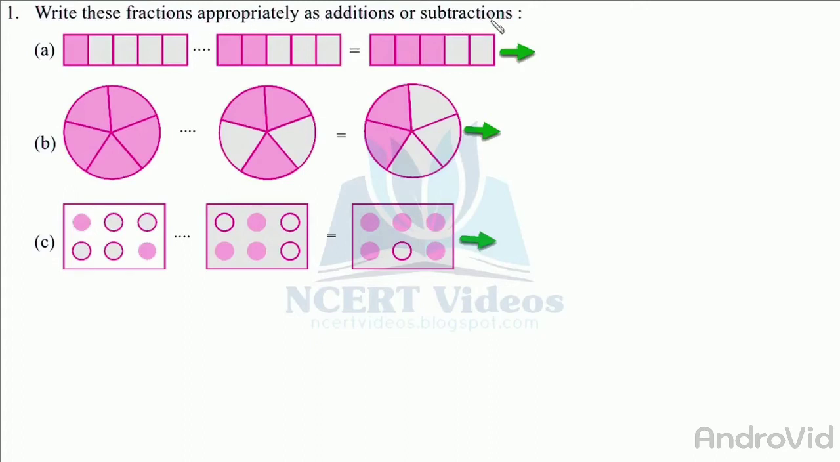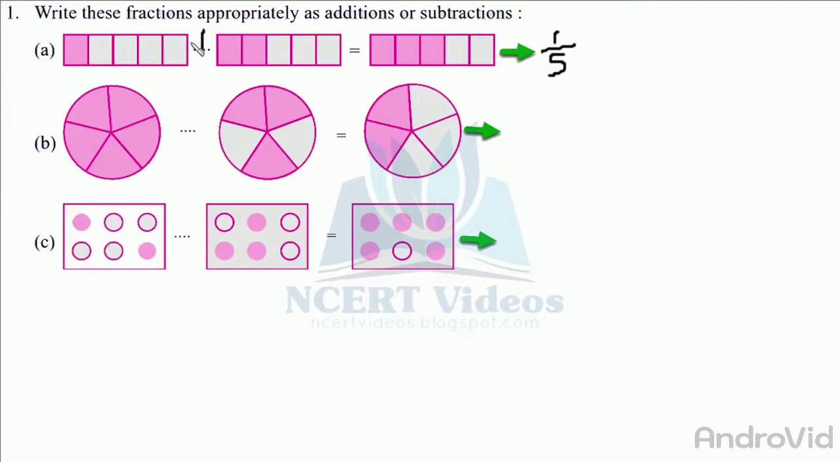Question 1. Write these fractions appropriately as additions or subtractions. We have 3 questions, namely A, B, and C, and we have certain boxes or certain figures that are being shaded up. Now, we have to use our logic and see through the problem whether they are being added up or subtracted in the final. You can see the equal to sign there.